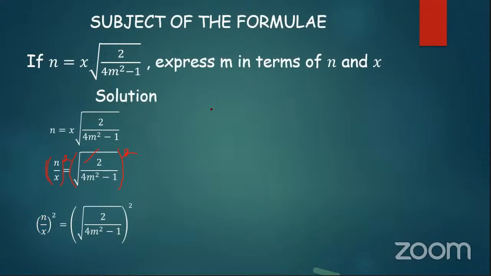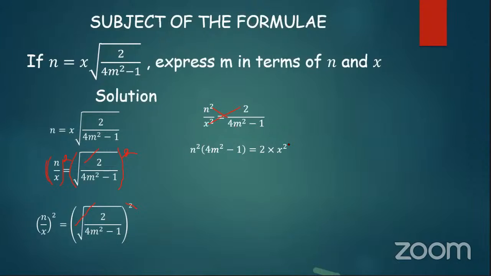So n over x, then this one is going to disappear. So we shall come up with n squared over x squared is equal to 2 divided by 4m squared minus 1. And after that, what do we do? Cross multiply. So cross multiplying, we multiply n squared with the 4m squared minus 1, and the x squared we multiply with the 2. So n squared into 4m squared minus 1 is equal to 2 times x squared.